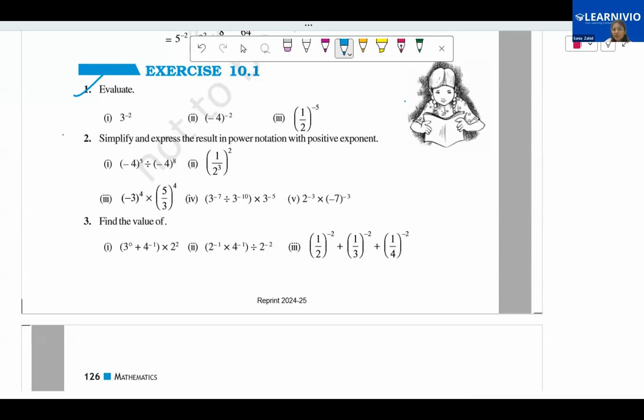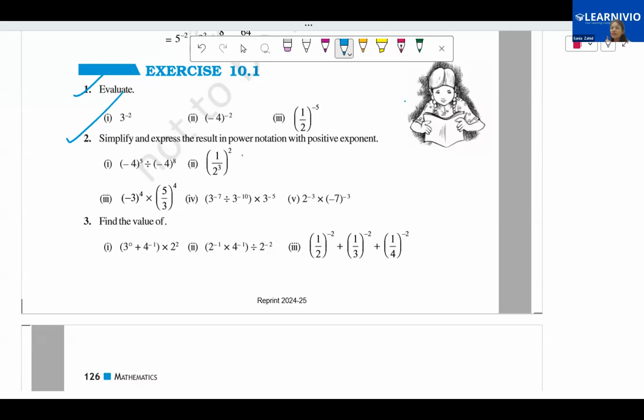Similarly, you have the second question also. In the second question, you just have to simplify the expressions, like minus 4 to the power 5. These type of questions we also studied in yesterday's class. When you have same base and different powers, multiply, or when you have different base, same powers, there are such variations in division also, and in multiplication also. So you should first analyze the question: what are they asking you and how are you supposed to solve it.